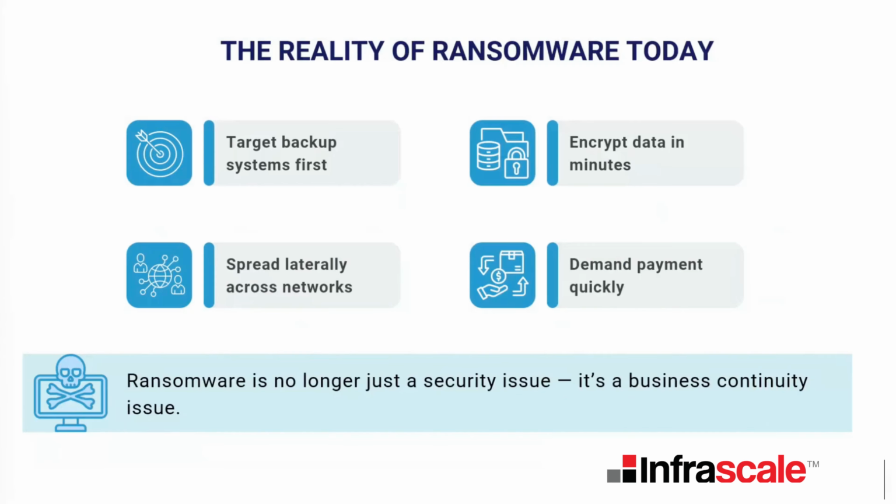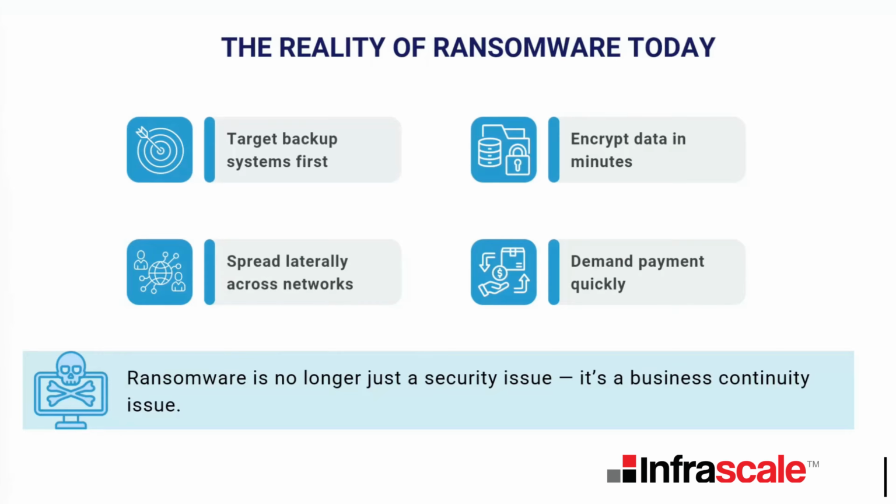Before we talk about recovery, it's important to understand how ransomware attacks actually work today. Modern attackers don't start by encrypting data immediately. Their first target is usually the backup systems. If they can disable or delete backups, they remove the organization's safety net. Next, once inside the environment, attackers move laterally across the network. They quietly access multiple systems and identify critical servers before launching the attack.